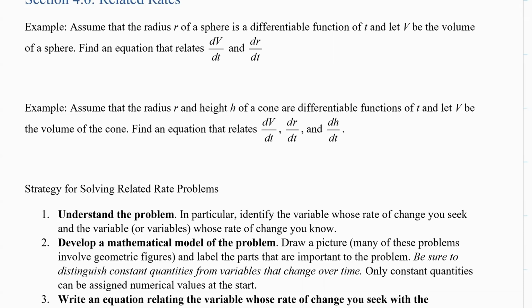Here's the last section having to do with the applications of derivatives in chapter 4. The idea of related rates. Here's an idea. Imagine a sphere that's being inflated. Its radius is changing, and maybe the radius is predictable as a function of t.